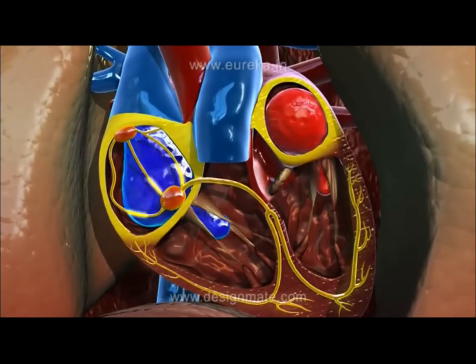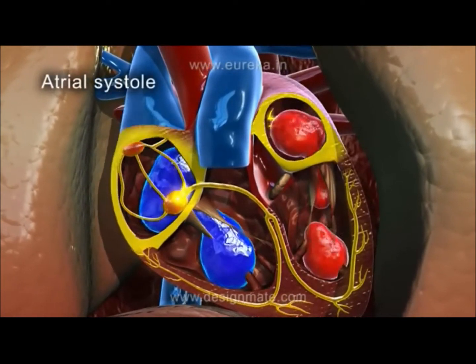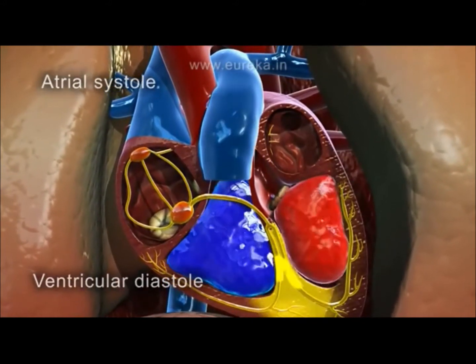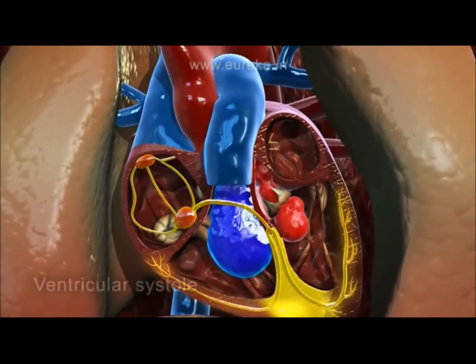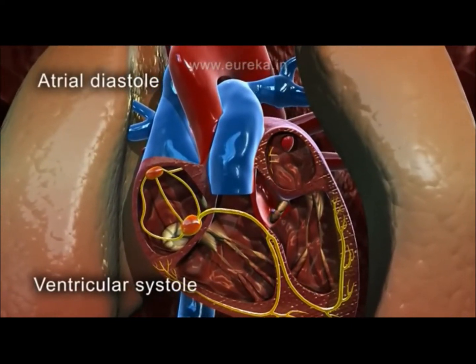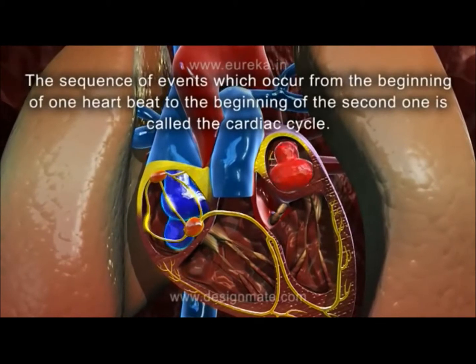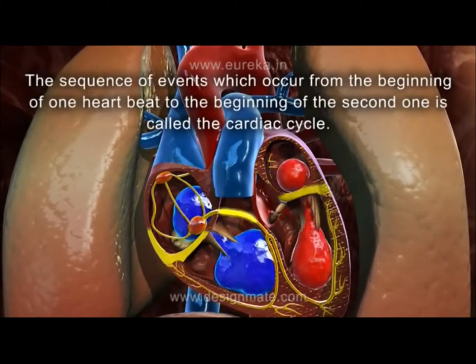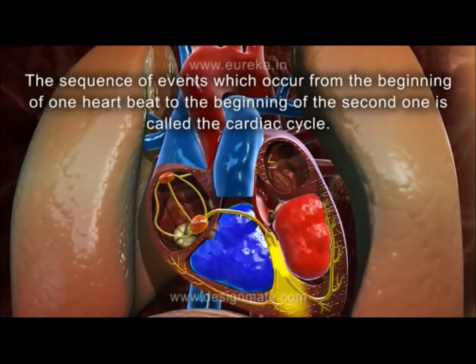The contraction of the atria is called the atrial systole. At this time, the ventricles are in diastole. Then the ventricles contract, and this is called ventricular systole, and the atria are in diastole. This sequence of events, which occur from the beginning of one heartbeat to the beginning of the second one, is called the cardiac cycle.